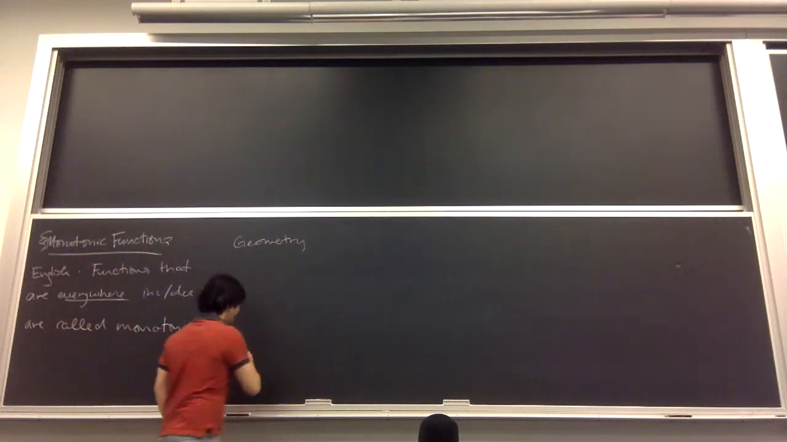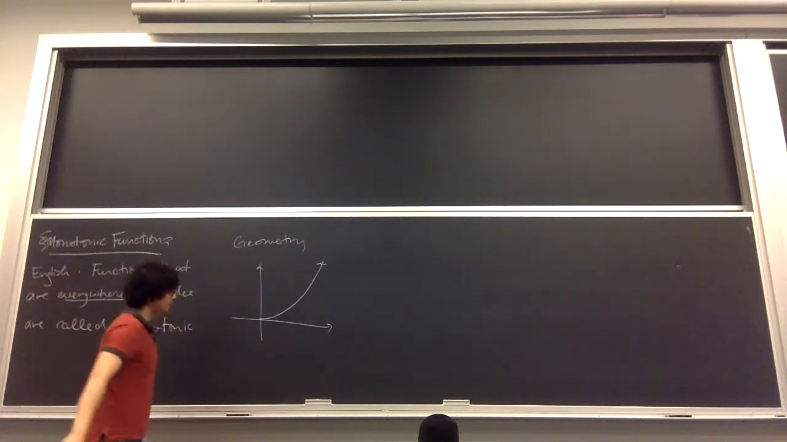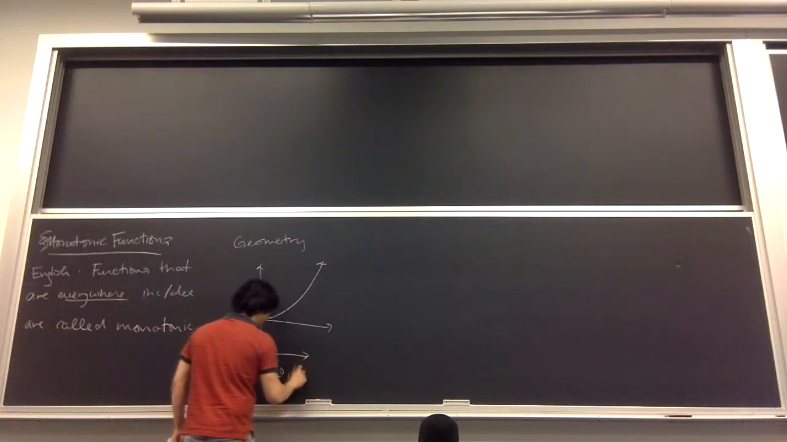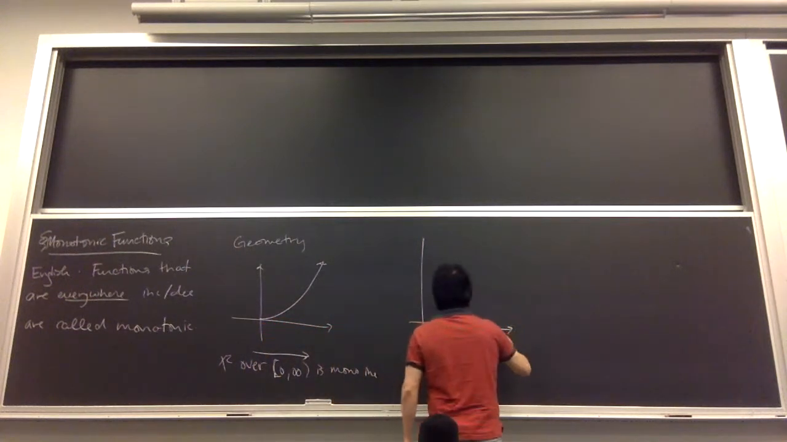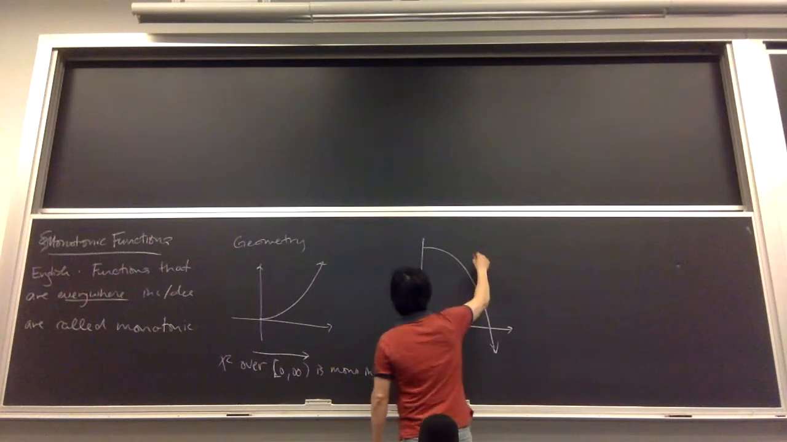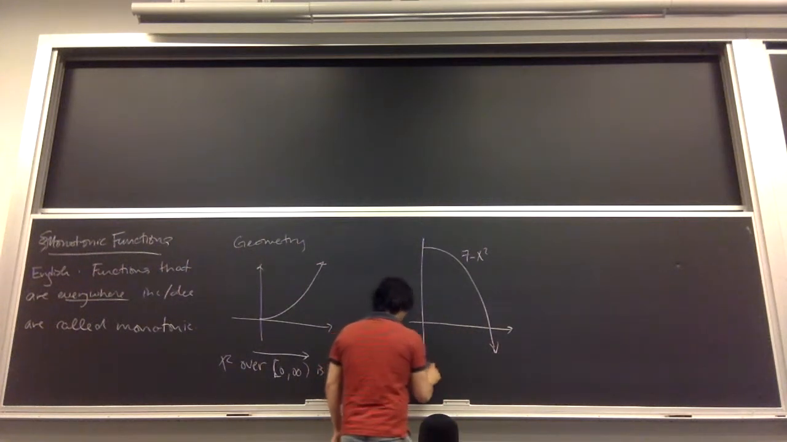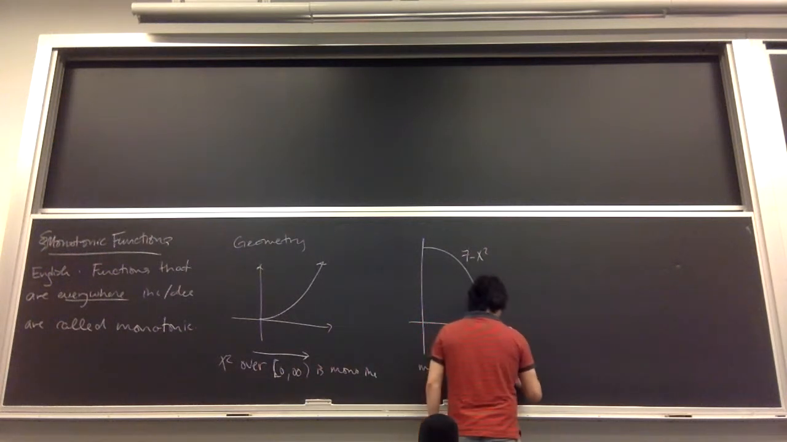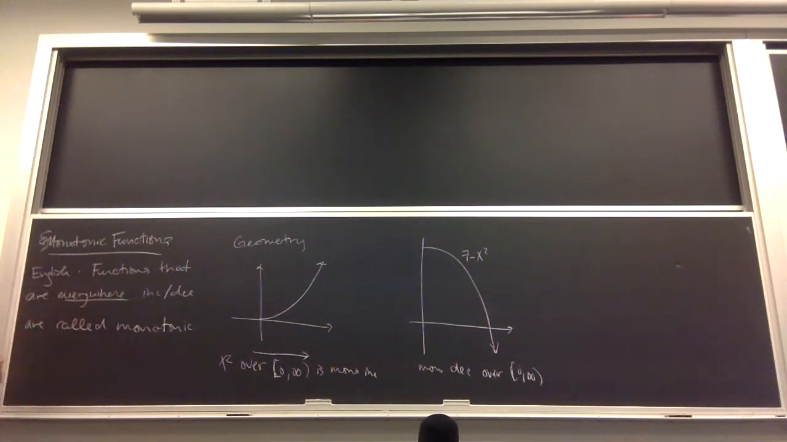Some geometry. If I take x squared and I look at it from 0 onward, this function, x squared over 0 to infinity, is monotonically increasing. If I do it again, but reverse it, so this could be something like minus x squared plus 7, then this is monotonically decreasing over 0 to infinity. Okay, so monotonic implies strictness.